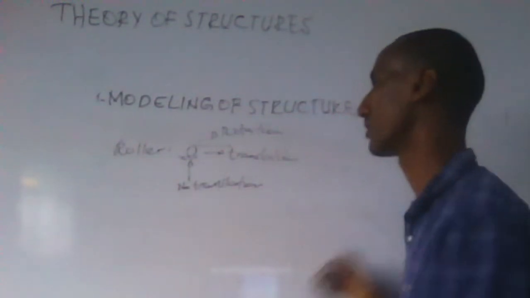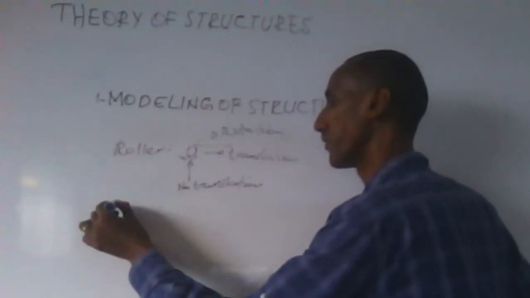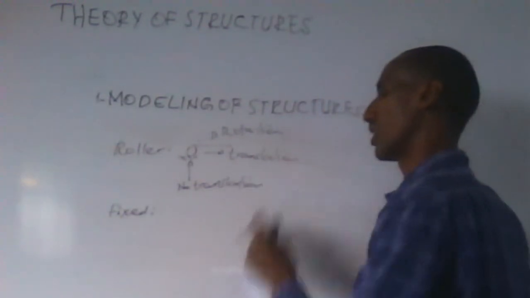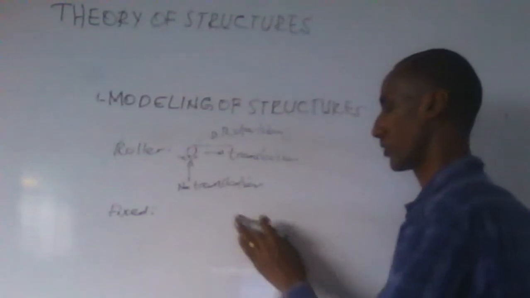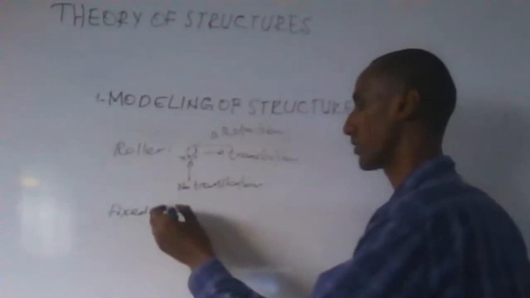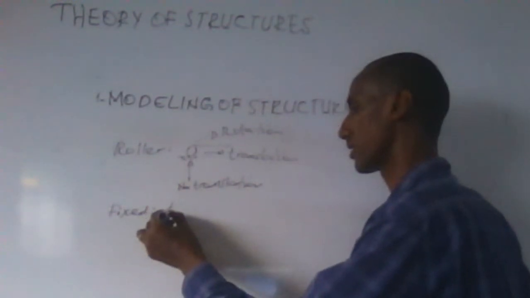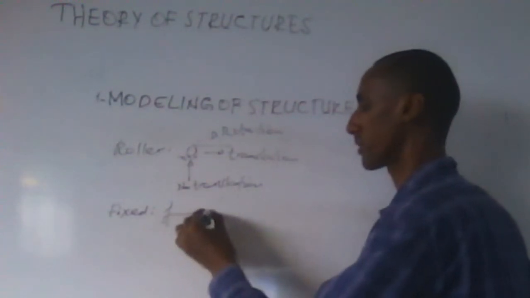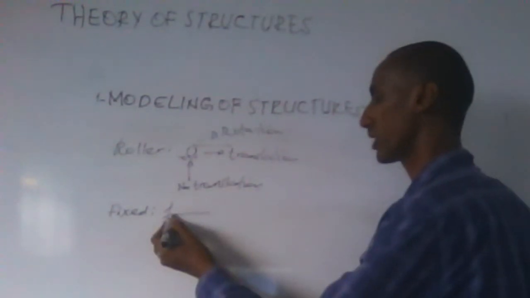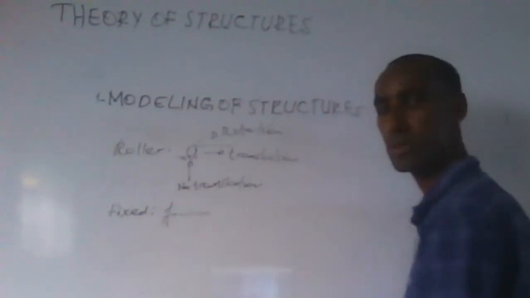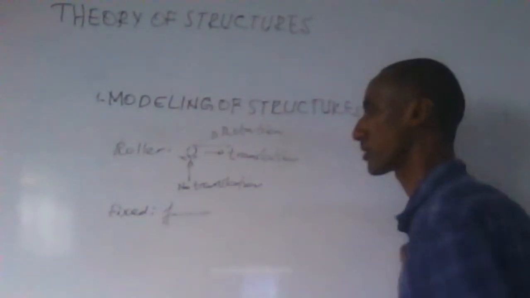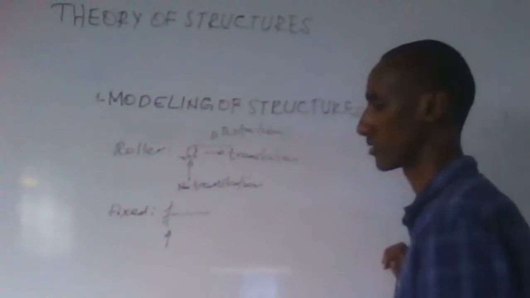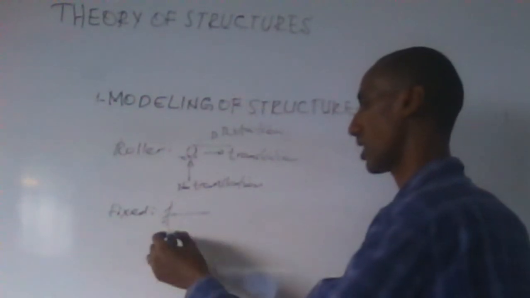Another support is fixed. Now fixed is different from both types of supports that I stated before. It is represented like this. This is the representation of fixed support. If I have a beam member, for example like this, connected to the fixed support at this point, a fixed support doesn't allow any translation.